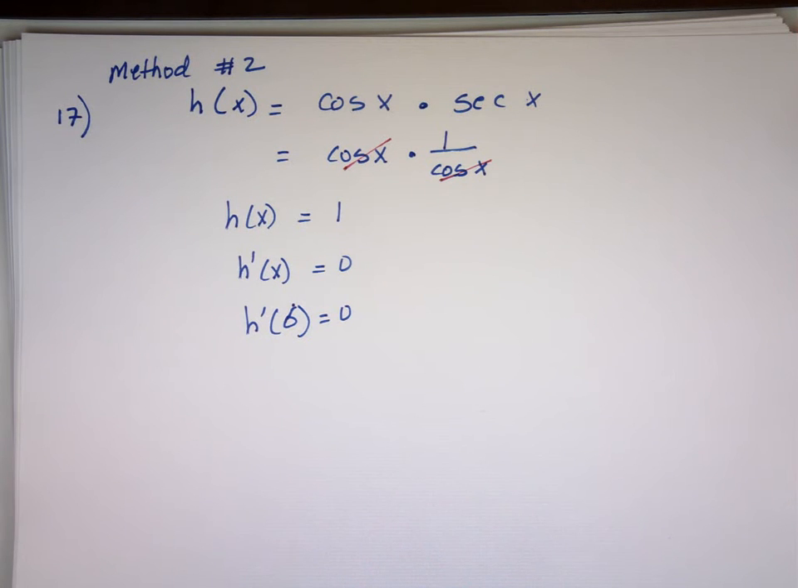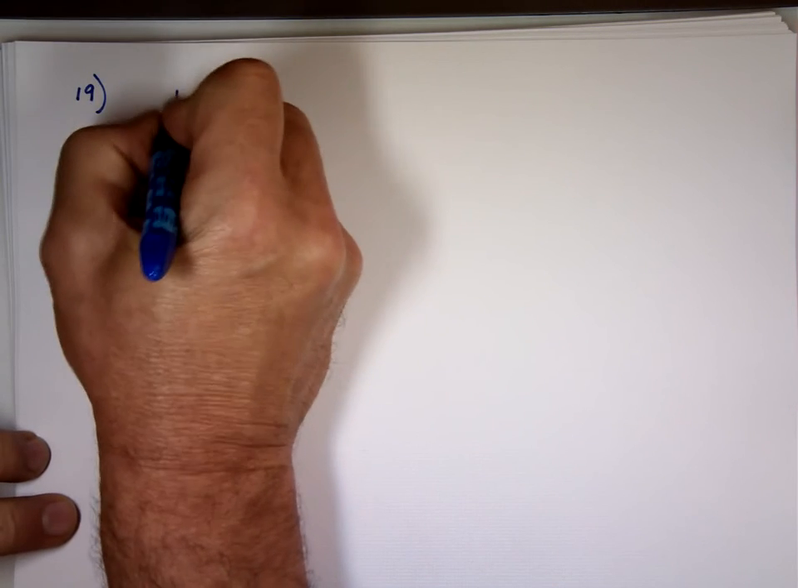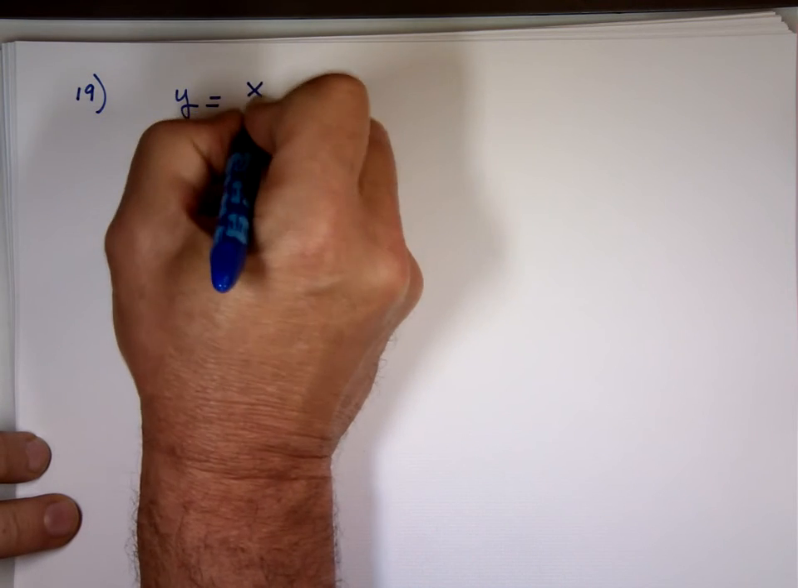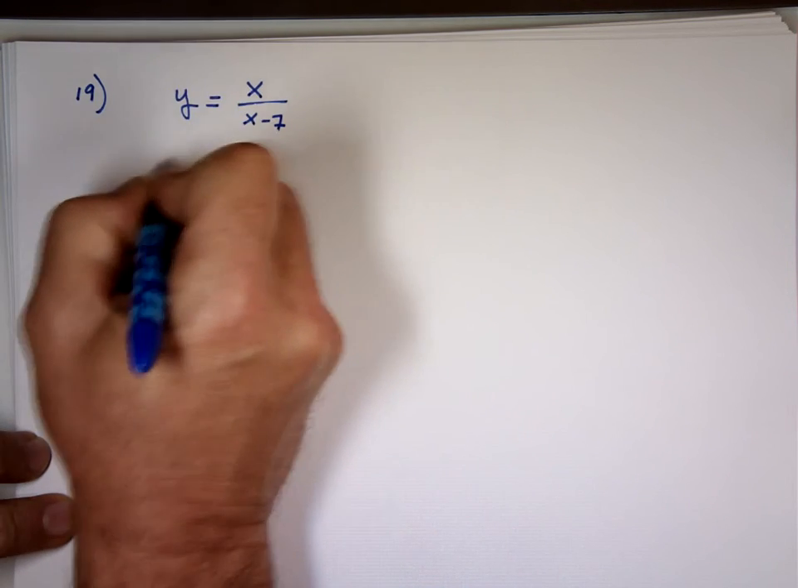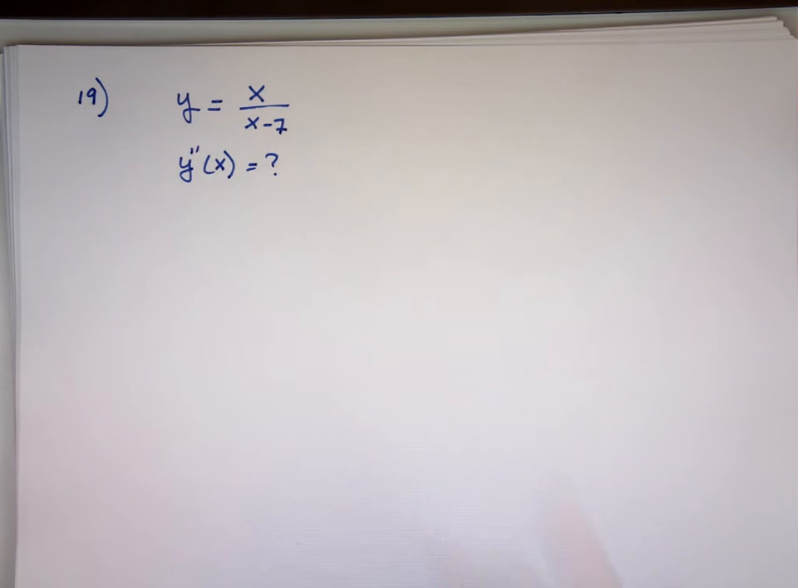Oh, 19 is the second derivative. I'll call it y equals x over x minus 7. And the question: what is the second derivative? That means I need to find the first derivative, and after I get that, take the derivative of that to get the second derivative. And guess what? When you find the first derivative, you better simplify it here, because if you don't, it's going to make the math 10 times worse.